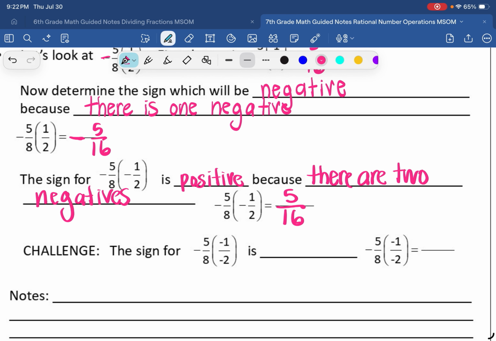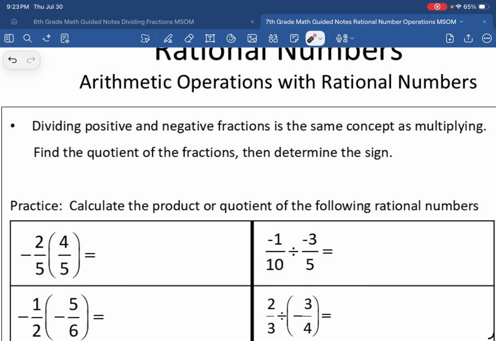Challenge. The sign for negative 5/8 times a negative 1 over negative 2. So we already know 5/8 times 1/2, but let's look at our negatives. So I have 1, 2, 3 negatives. 3 negatives is odd, so the answer will be negative. So it's going to be a negative 5/16. Dividing positive and negative fractions is the same concept as multiplying. Find the quotient of the fractions, then determine the sign.